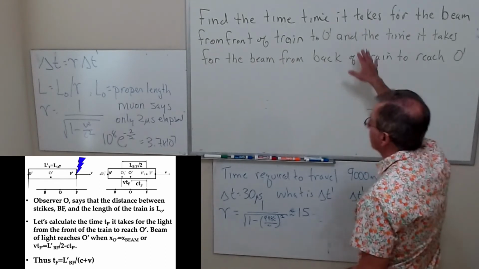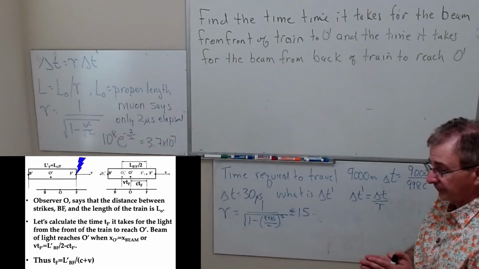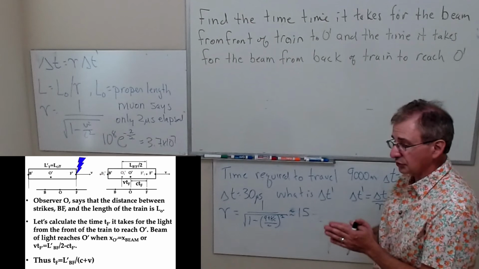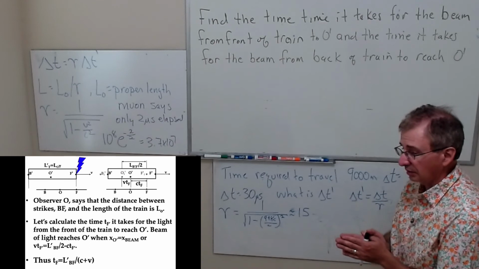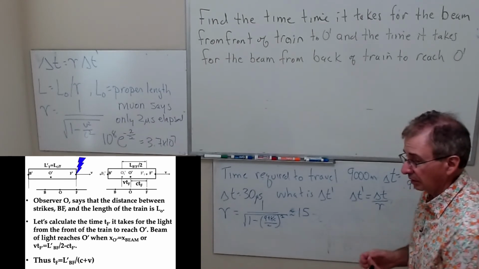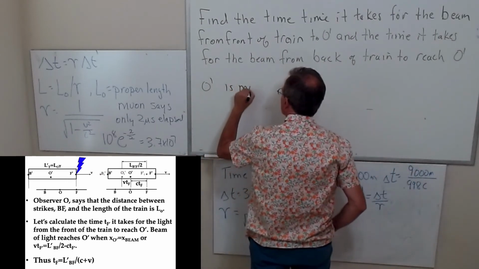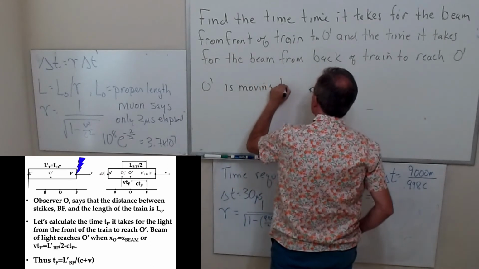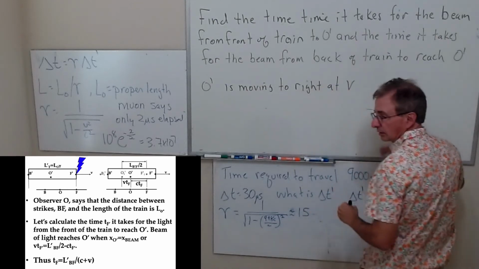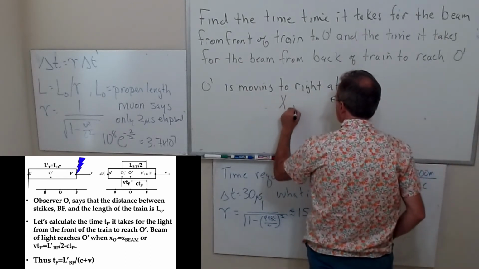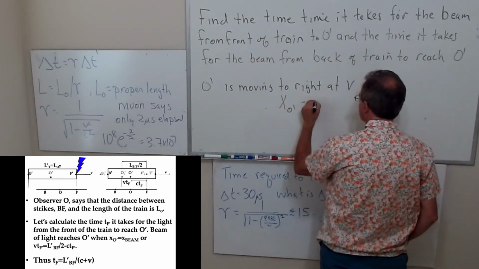So in order to do the first thing, we need to realize that the beam reaches O prime when the position of the beam equals the position of O prime. So O prime is moving to the right at V. So X of O prime, if it was originally at the origin, is equal to V times T.